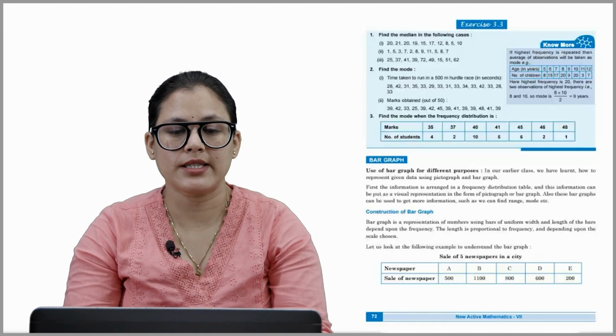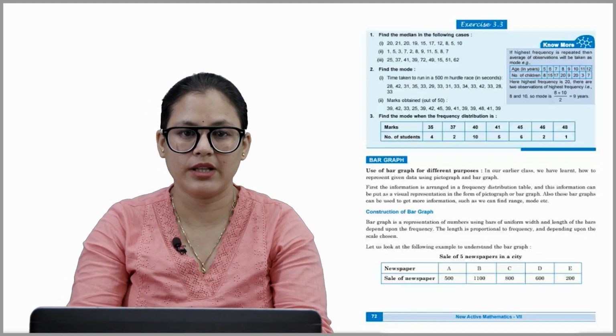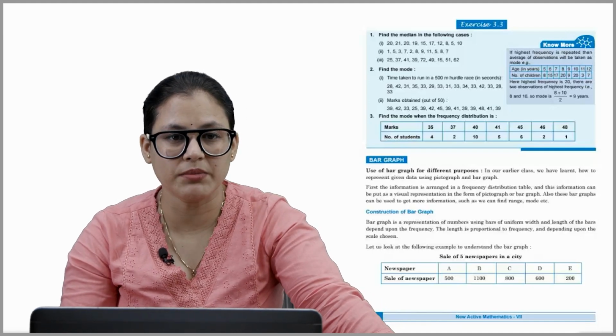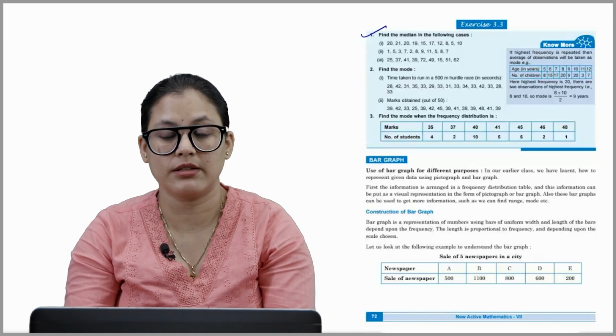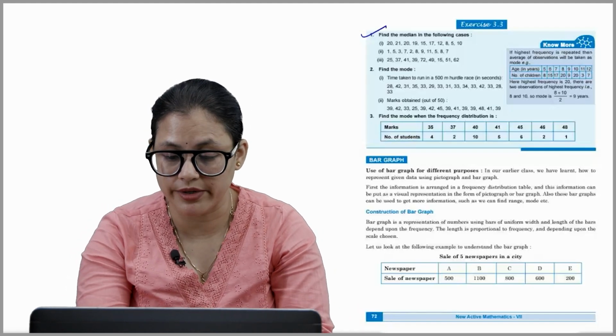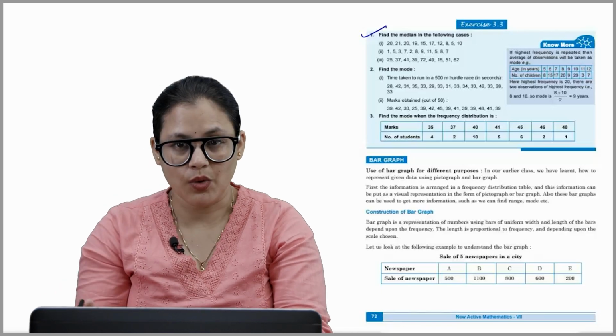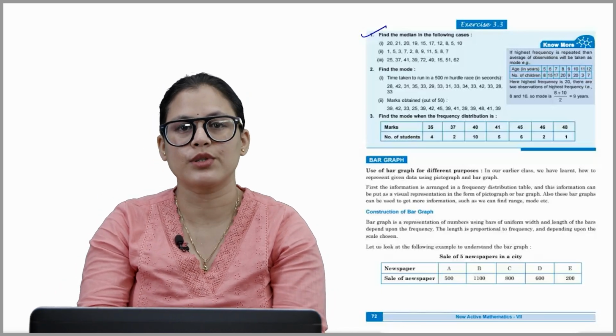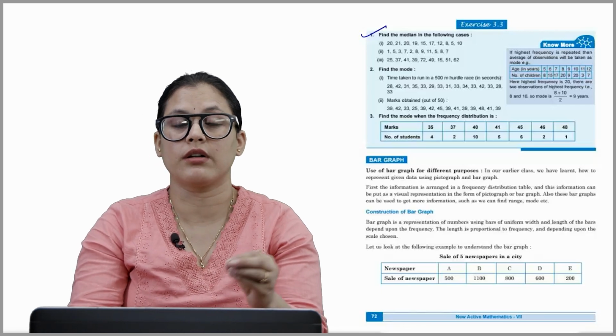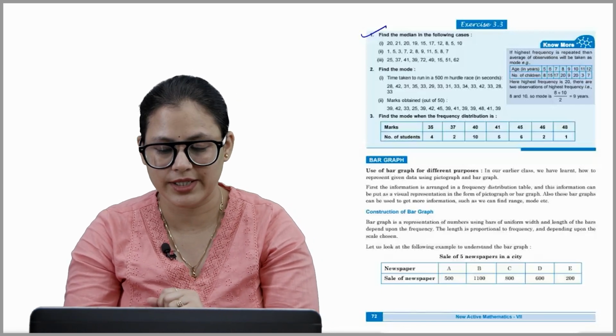Let's do exercise 3.3. In this case also you have to find the median, like I did in exercise 3.2. First you will arrange them in ascending order, and then you will find the median. You will apply the formula here also, whether the observations are negative or positive, right?